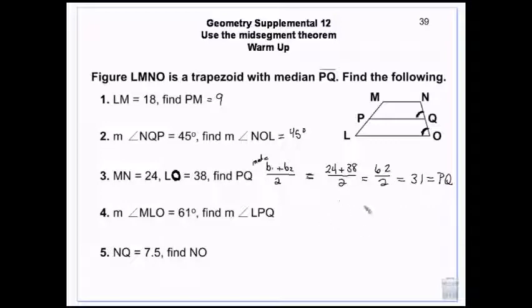Questions on any of these so far? Okay, MLO is this angle here. LPQ is this angle here. What do I know about those two angles? Oh, they add up to 180. They're going to add up to 180, yeah. So they're supplementary. I'm going to do 180 minus 61, which will give me 119.